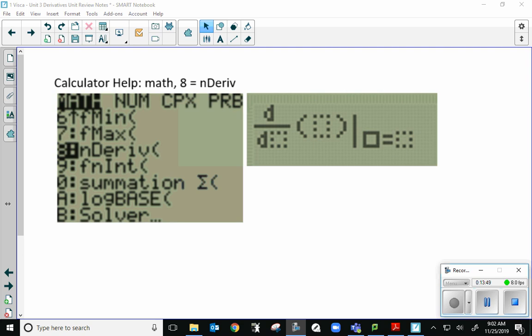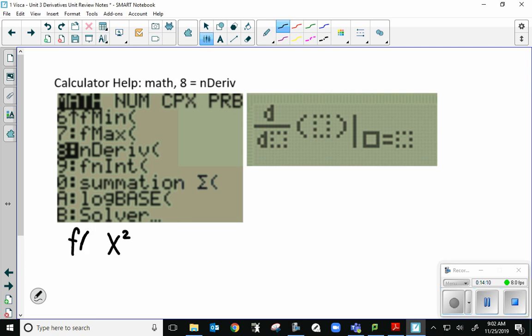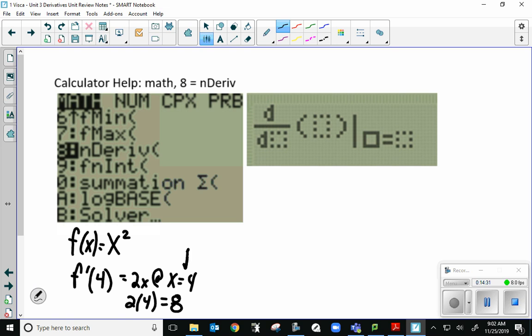Calculator. The calculator can take derivatives, but only if they give you an x value to plug into the derivative to get a number. It cannot take the derivative implicitly. If I say f of x is x squared, what's the derivative of f when x is 4? Well, I know the derivative of x squared is 2x, so at x equals 4 that's 2 times 4, which is 8. The calculator can do this because I have a value for x.